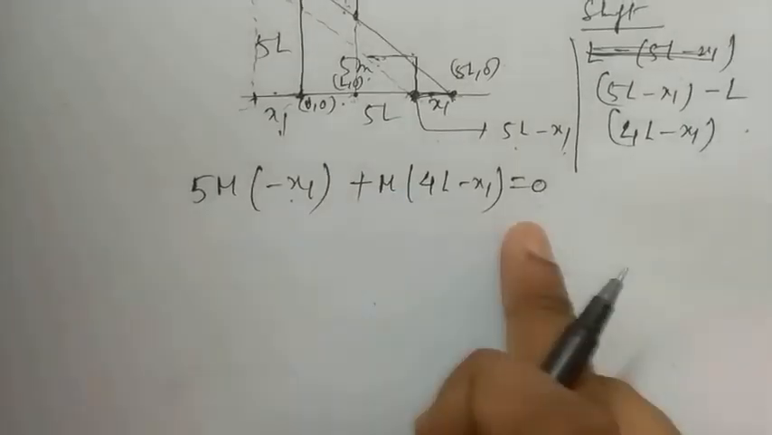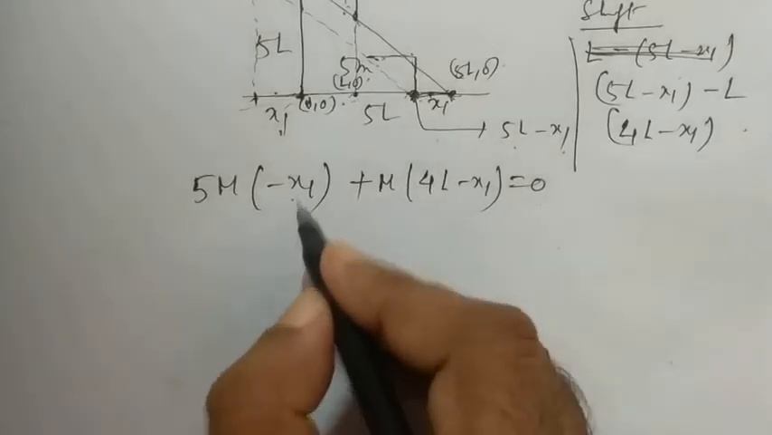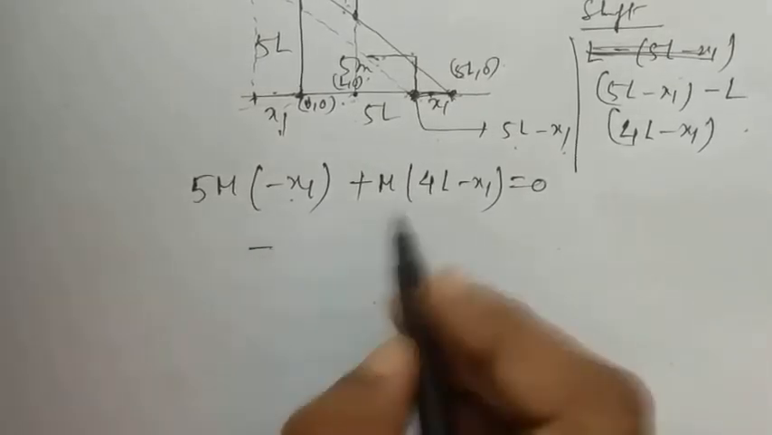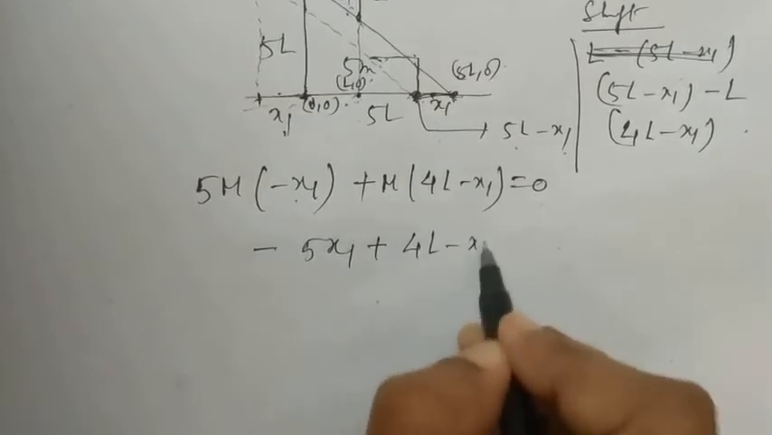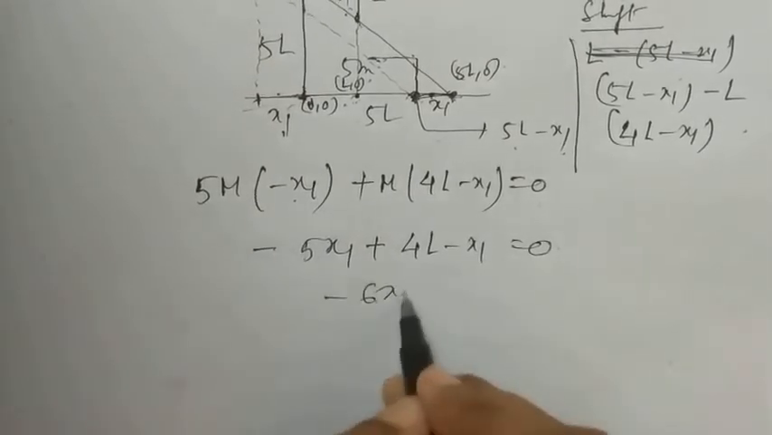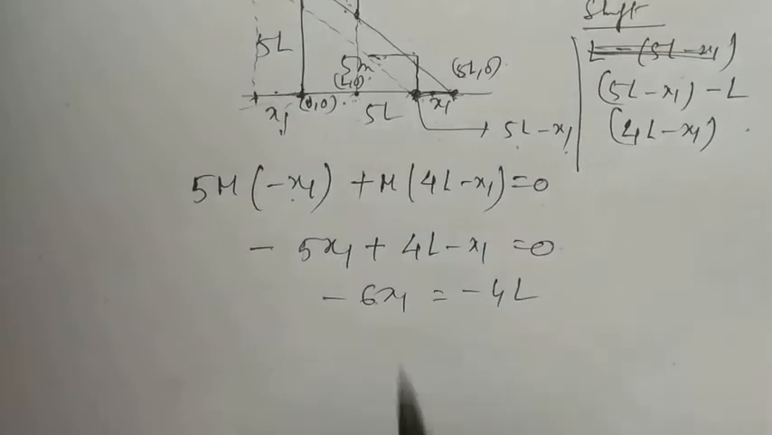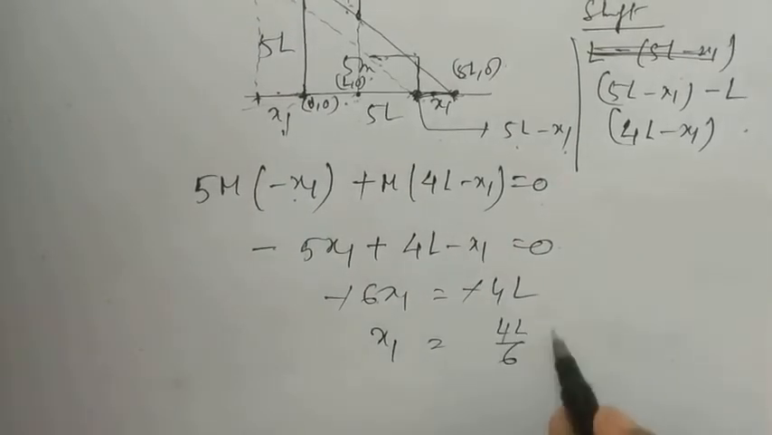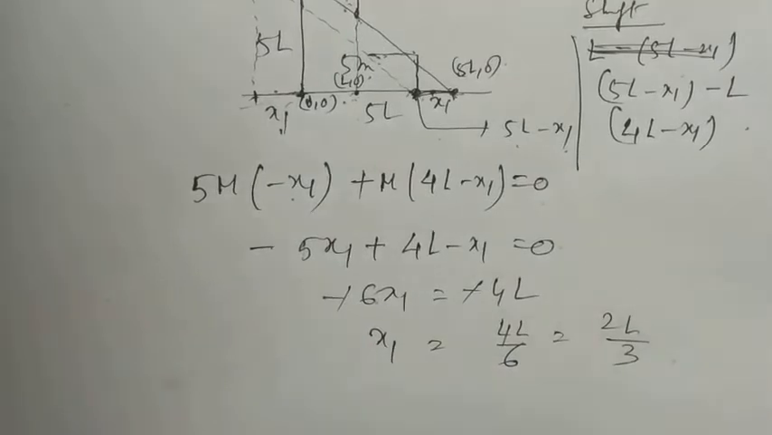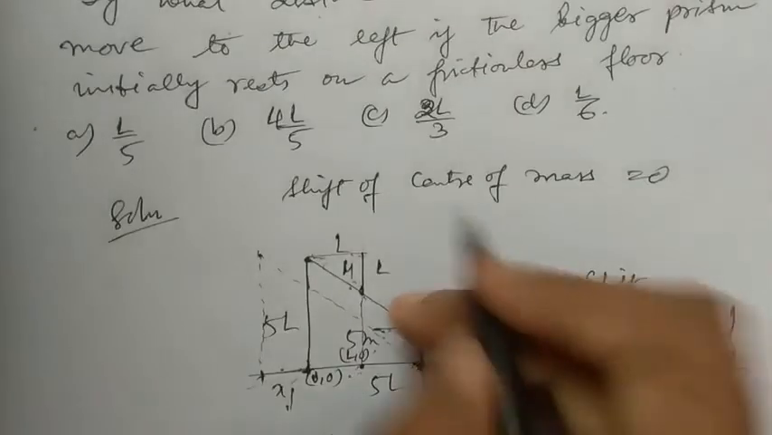Now solving this equation, we can eliminate m, 5x1 plus 4L minus x1 is equal to 0. So minus 6x1 is equal to minus 4L. So x1 is equal to 4L by 6, so 2L by 3. So the option was C.